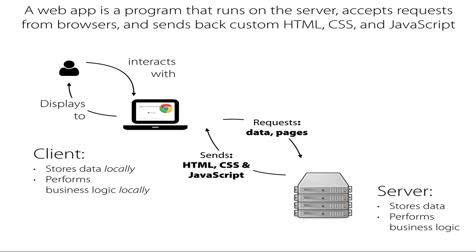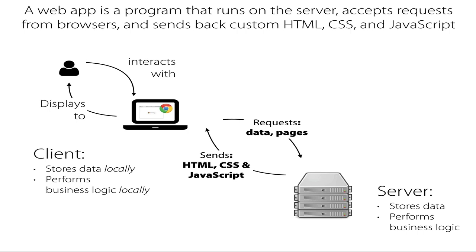The server stores the data, stores information, stores my email, performs business logic. So if I do a search for emails that contain a particular string or a particular reference, a particular person, the computation is done on the server, and the server sends back to the browser HTML, CSS, and JavaScript. HTML is usually the content. CSS tells the browser how to display the content, and JavaScript tells the browser how the content should behave. And then the browser displays this to the user.